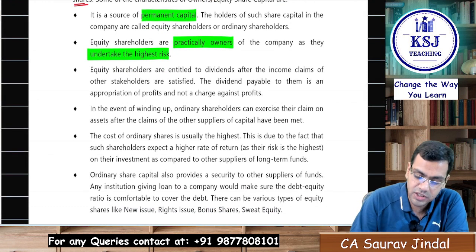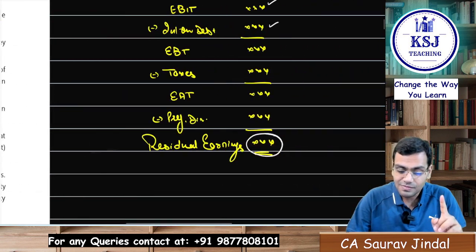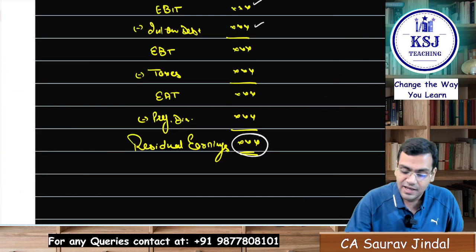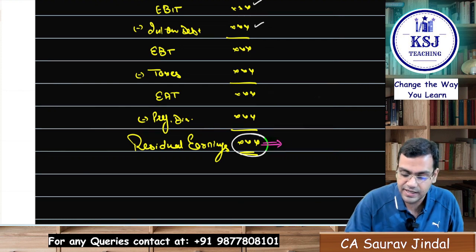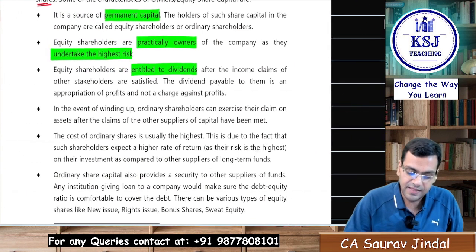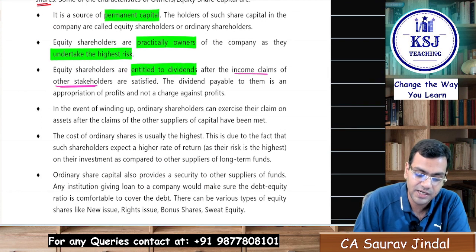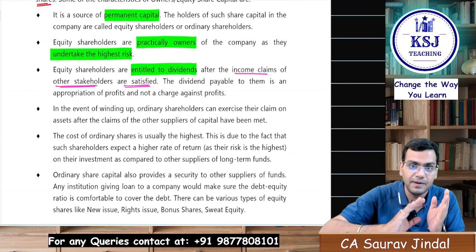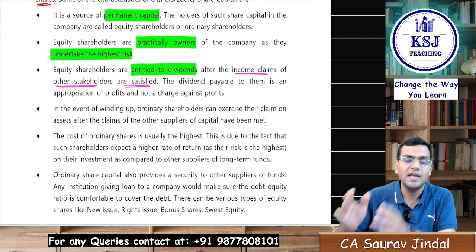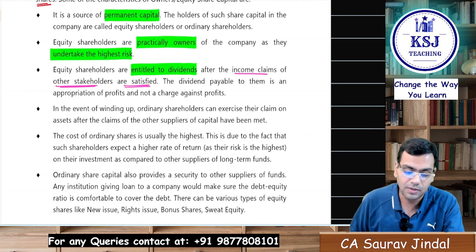After that, equity shareholders are entitled to dividends. But which dividends? After paying off everything. If something is left in the form of residual earnings, from there they will get dividend, right? So that is what he's saying, that they are entitled to the dividends after the income claims of other stakeholders are satisfied. After the interest has been paid on debt, after the preference shareholders have been paid the preference dividend, after that whatever is left, if there is something left, the equity shareholders will be paid, right?